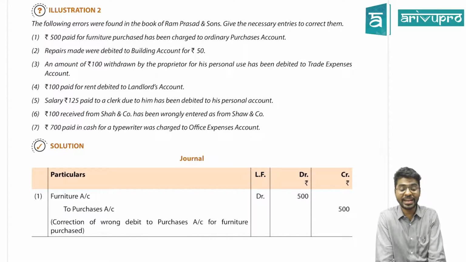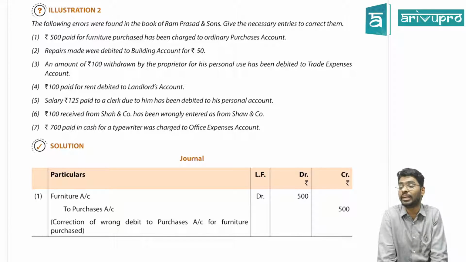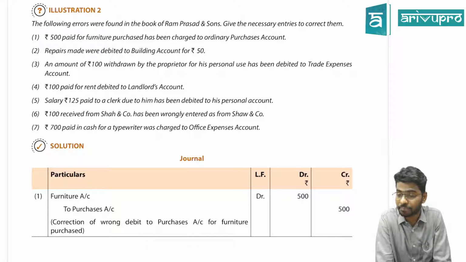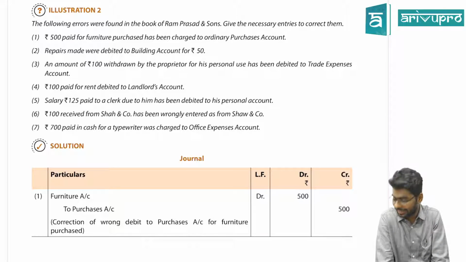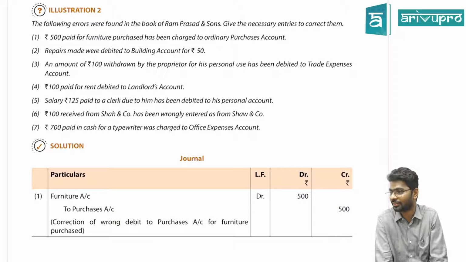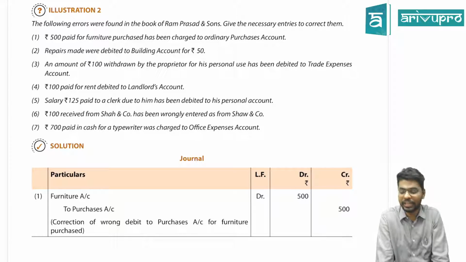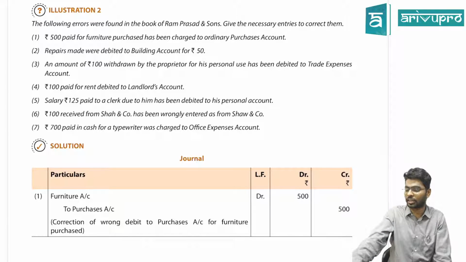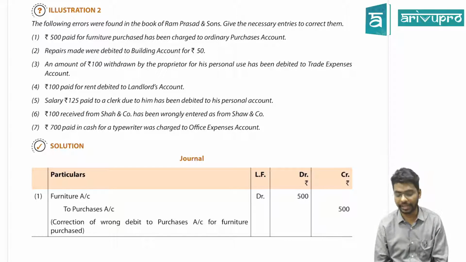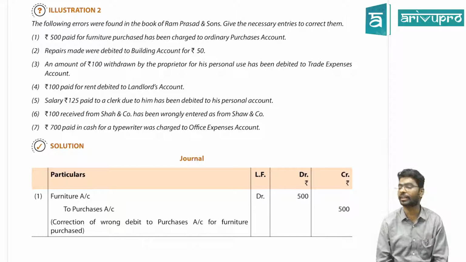Okay. Repairs made were debited to building account, rupees 50. Cash to building. Right, sir. Go step by step. Repairs made were debited to building account. What is the correct entry? Repairs made. What would have been the correct entry? Repairs to cash. Write down the correct entry.